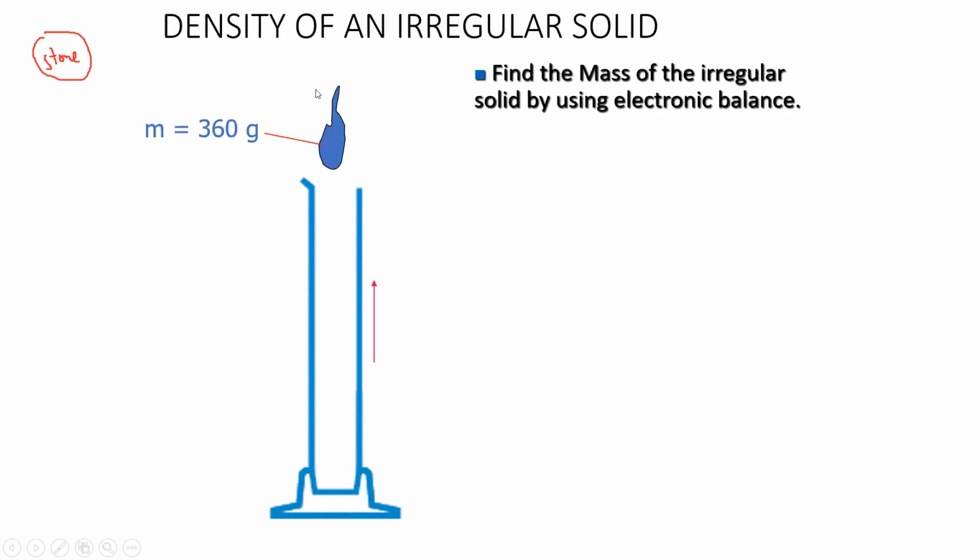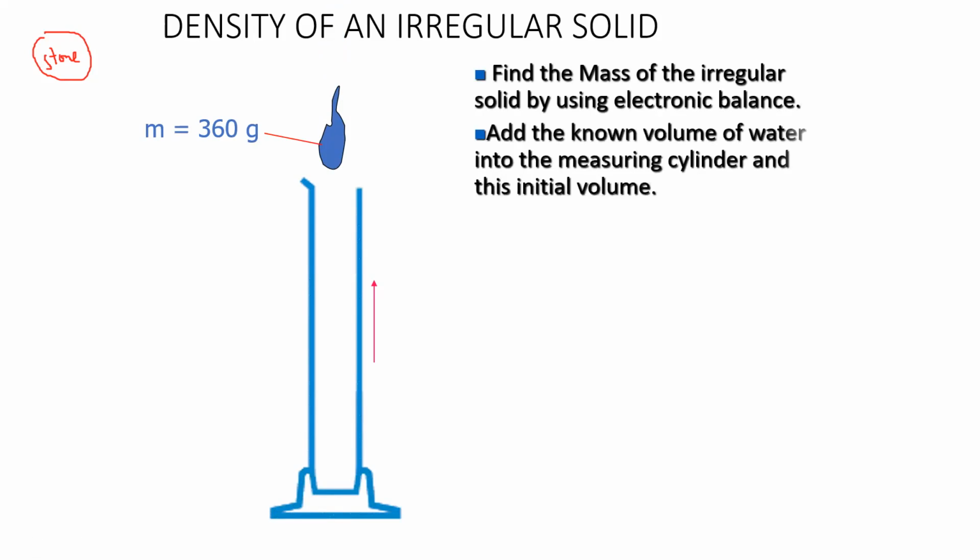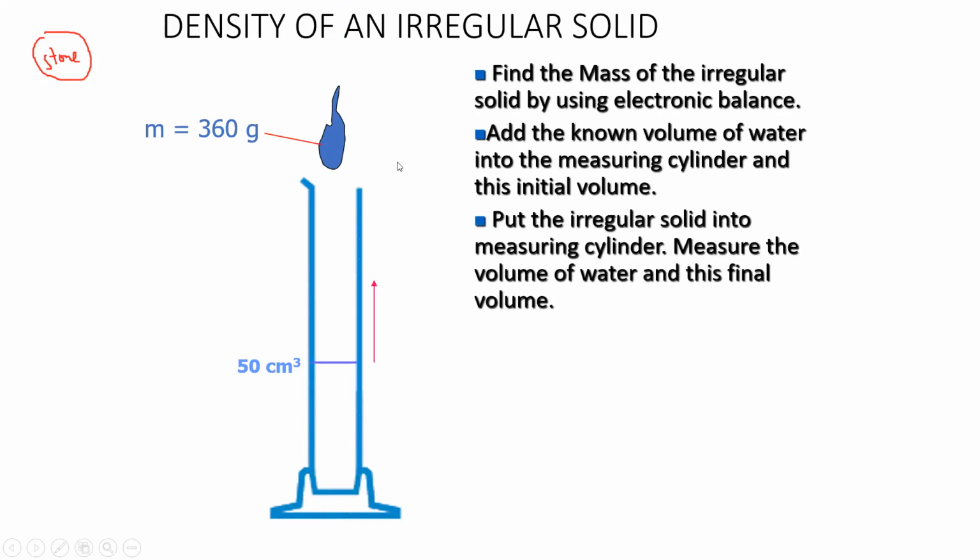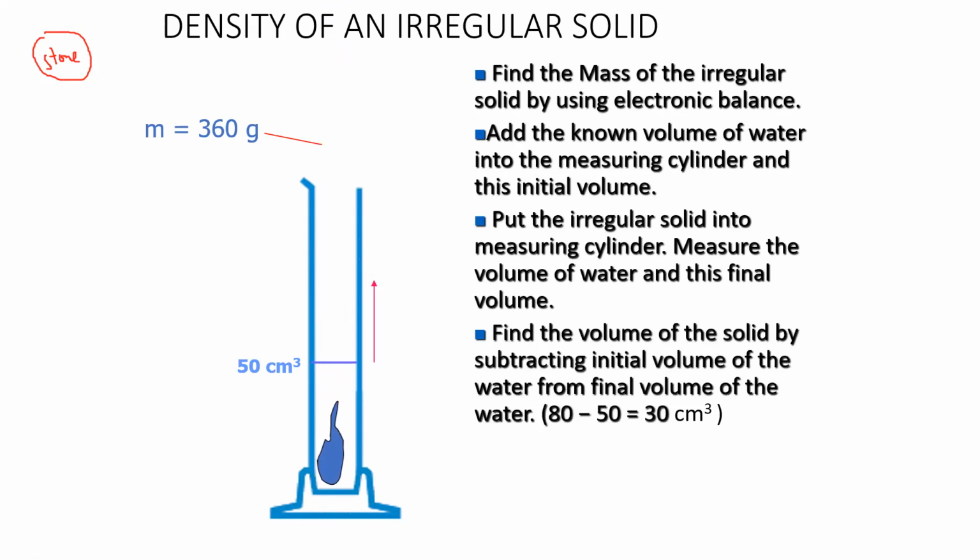So first, we'll find the mass of the irregular solid by using an electronic balance. Then we'll add a known volume of water into a measuring cylinder. Like in this example, we add 50 cm cube of water. Then we drop the stone, putting the irregular solid into the measuring cylinder, and measure the volume. That will be the final volume. For example, the final volume is 80.